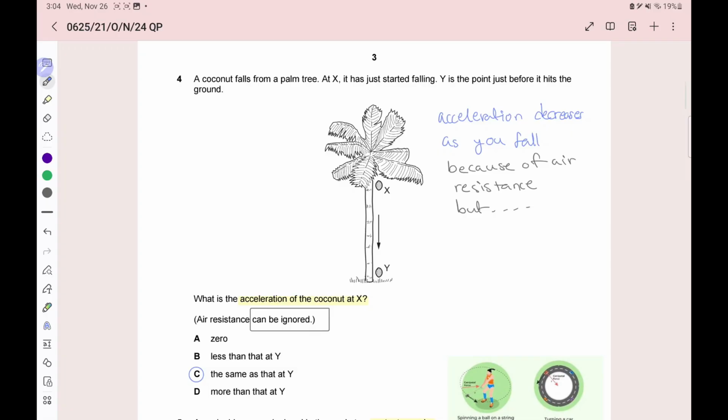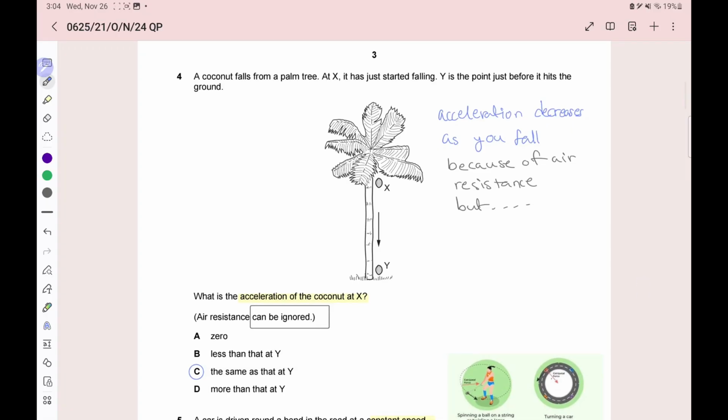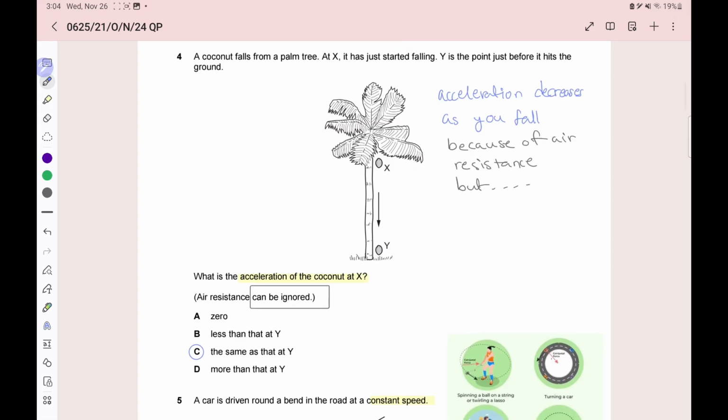Okay, so for question 4, a coconut falls from a palm tree at X. It has just started falling. Y is the point just before it hits the ground. Okay, so what is the acceleration of the coconut at X? So remember I told you acceleration decreases as you fall, right? Until you reach that terminal velocity, and then it's just 0. Because of air resistance. But in this question, they say air resistance can be ignored. So that means that the acceleration of the coconut at X is going to be exactly the same as Y.